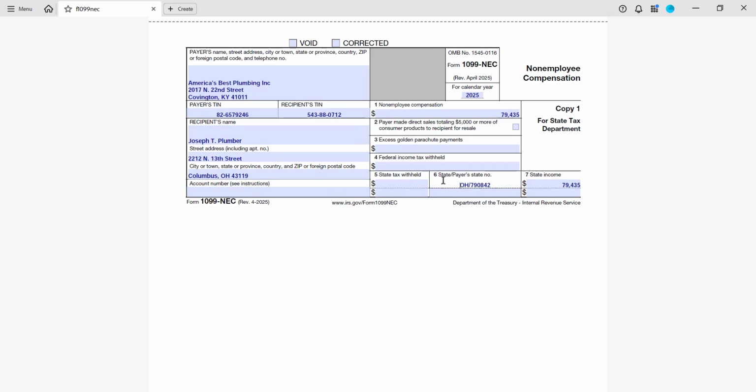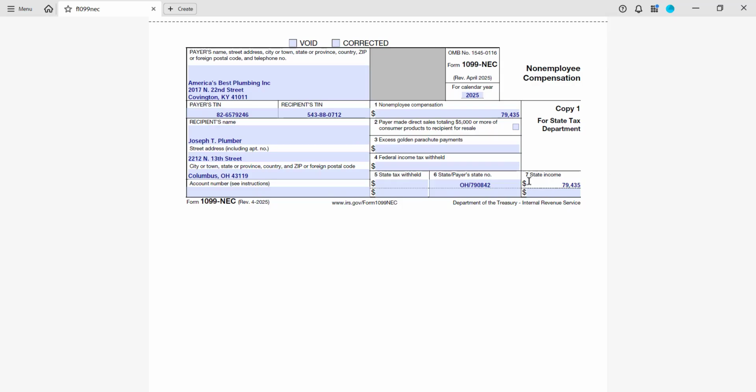But in box six, we see the state of Ohio. So the abbreviation for the state goes here, and then their six-number minimum state number is going to go right here. Now, box seven is going to let us know how much money they actually made in the state of Ohio. Columbus is pretty far from Kentucky, but we do have situations where we have Covington, Kentucky, and Cincinnati, Ohio. They're a hop, skip, and jump away from each other.